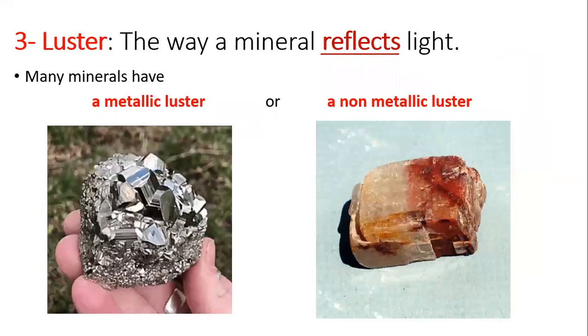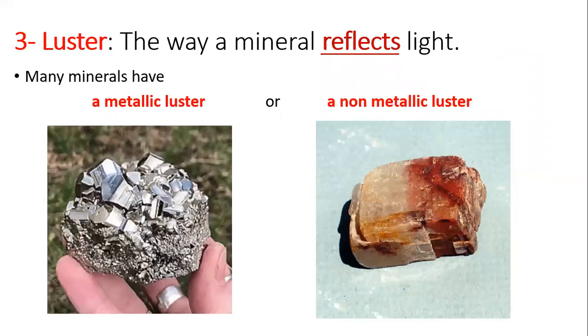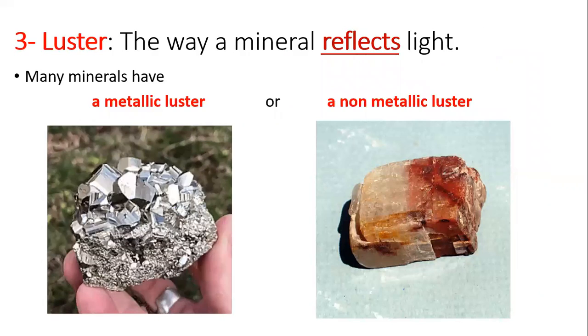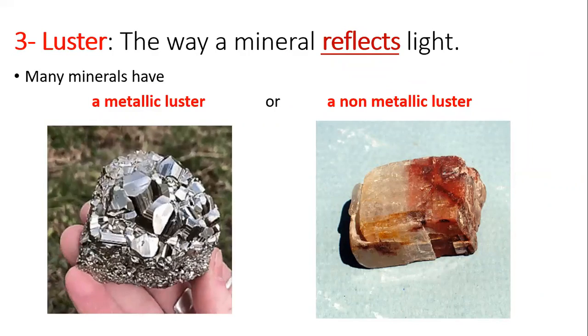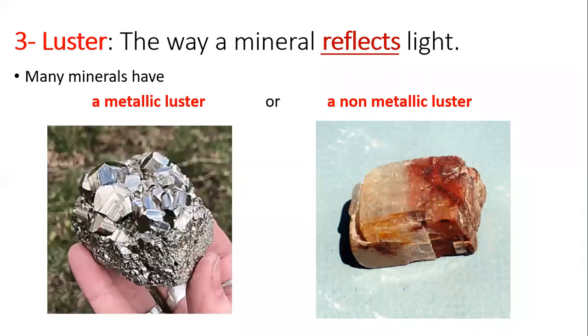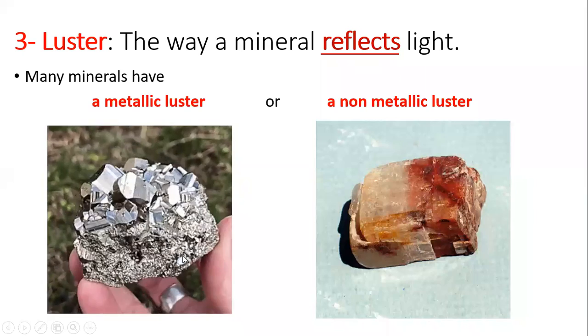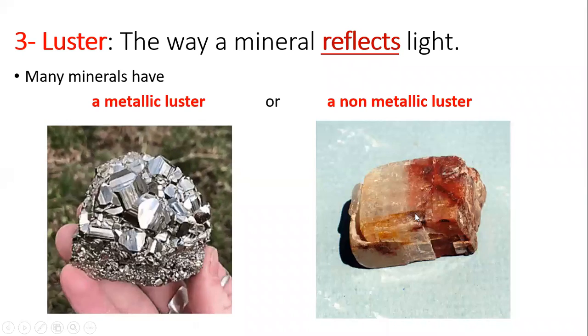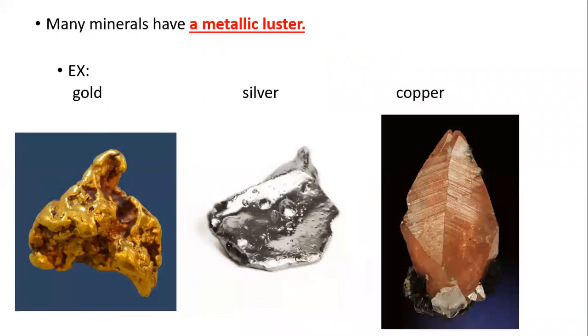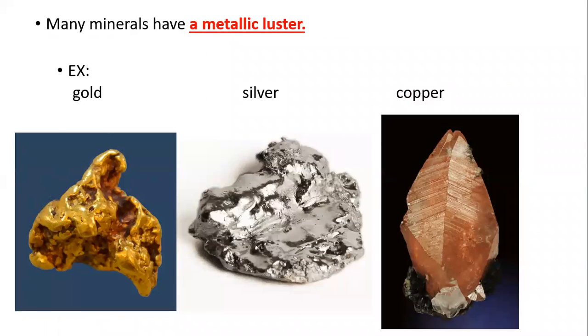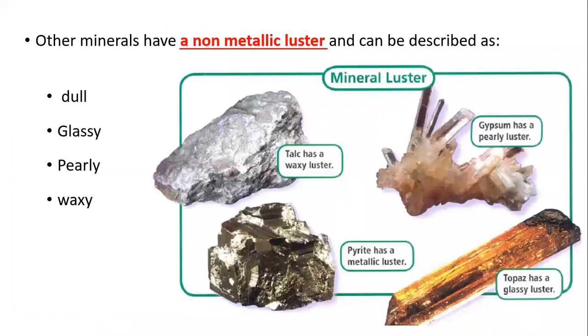Okay. Now the third method, which is luster, the way a mineral reflects light. We have two types of luster. We have metallic luster, which looks like metals, and non-metallic. Metallic luster has different examples like gold, silver, and copper. The non-metallic has a lot of examples. We can say waxy, like talc in here. This looks waxy, okay? It's not metallic.